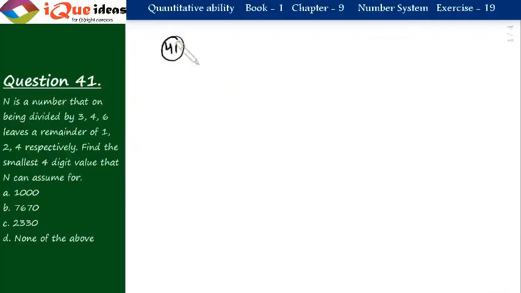Now we come to the last question of the exercise, question number 41. It says n is a number that on being divided by 3, 4, 6 leaves a remainder of 1, 2, 4 respectively. Right, so when it is divided by 3, the remainder is 1. When it is divided by 4, remainder is 2. When it is divided by 6, remainder is 4.